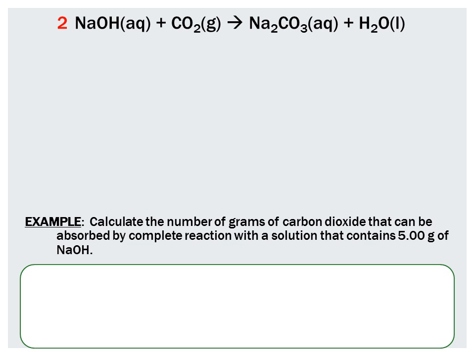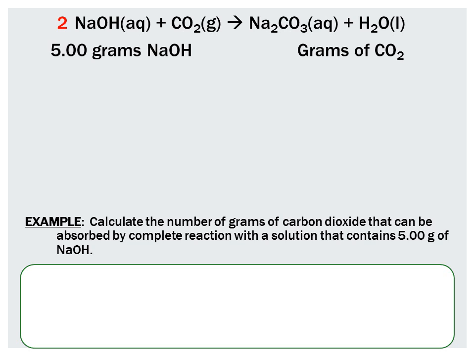Now it is balanced. Step number 2 is identify your given in the problem. So the question is: calculate the number of grams of carbon dioxide that can be absorbed by a complete reaction with sodium that contains 5 grams of sodium hydroxide. So 5 grams of sodium hydroxide is my given. Third step, identify your unknown, what you're trying to find in the problem.